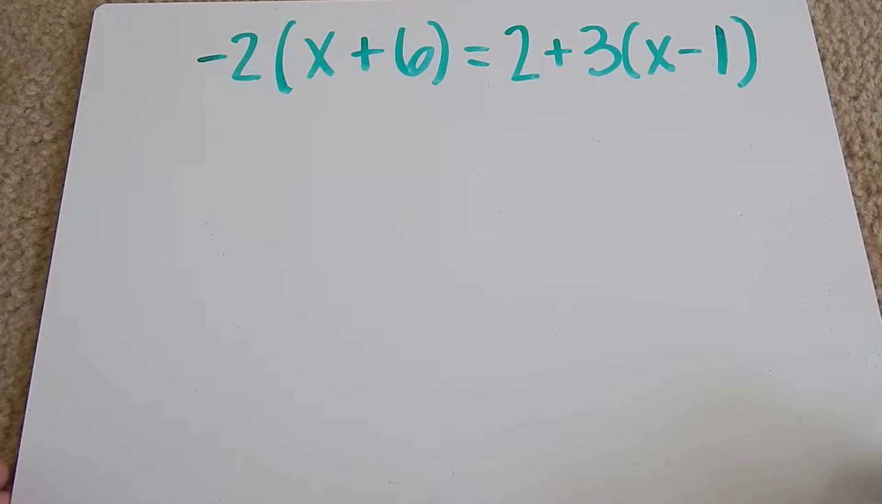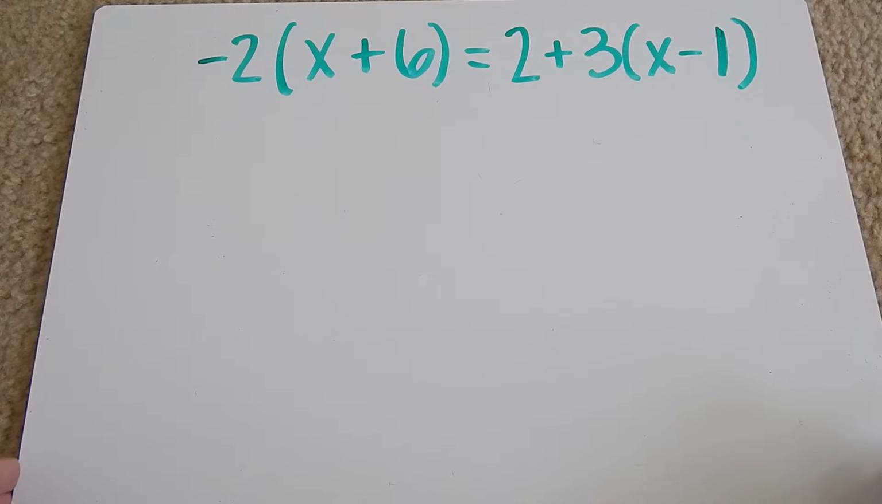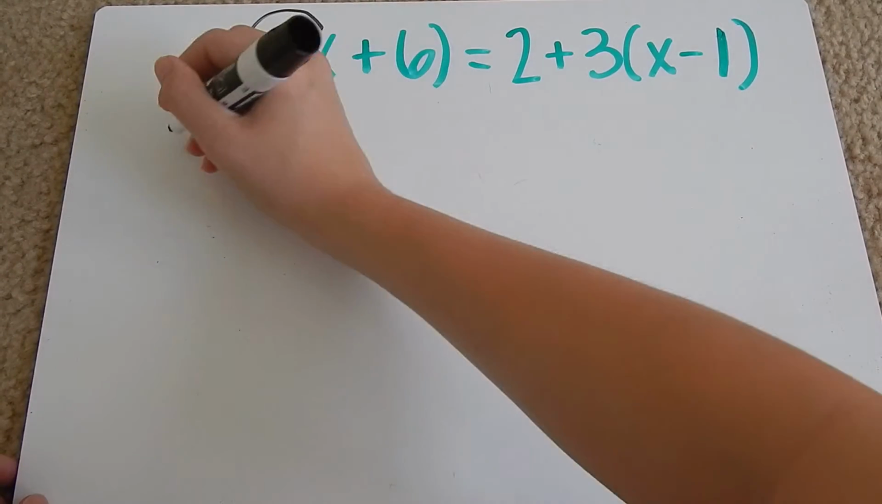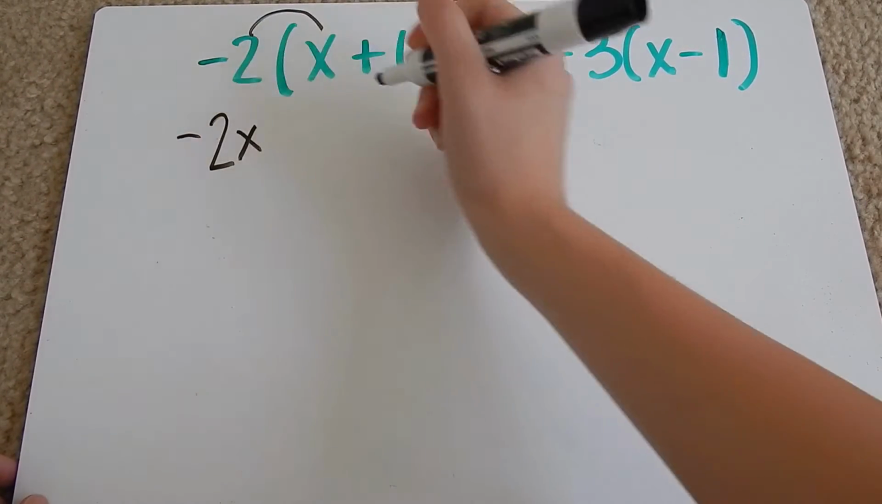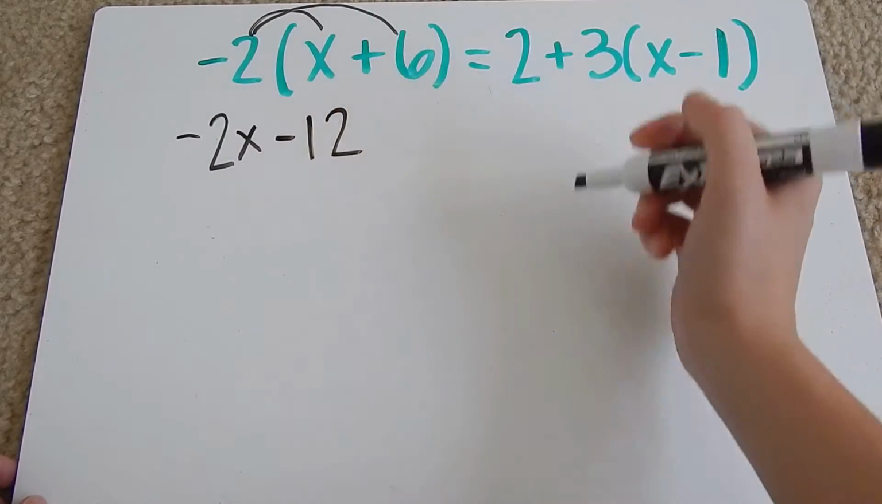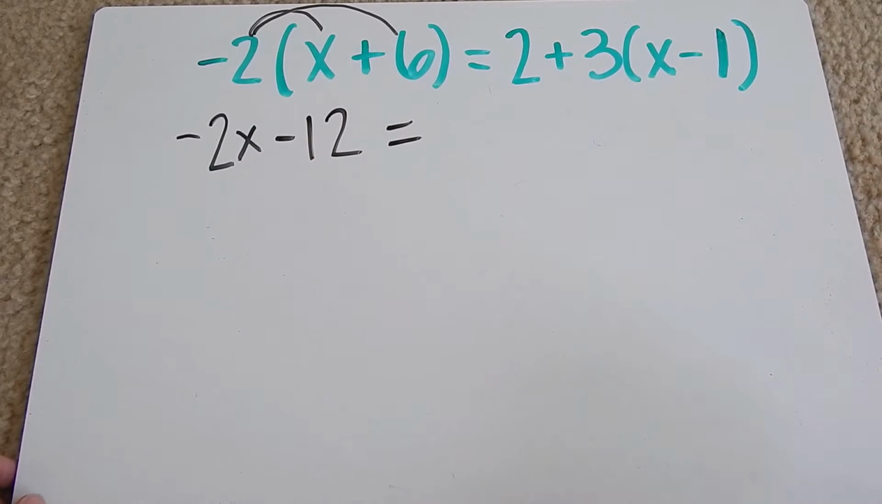Okay, in my last example here, again, I always want to look at each side separately, distribute, combine like terms. Those are my first steps. So on the left-hand side here, I can distribute, so that's what I'm going to do. Negative 2 times x is negative 2x. Negative 2 times 6 is negative 12. Bring down my equal sign.